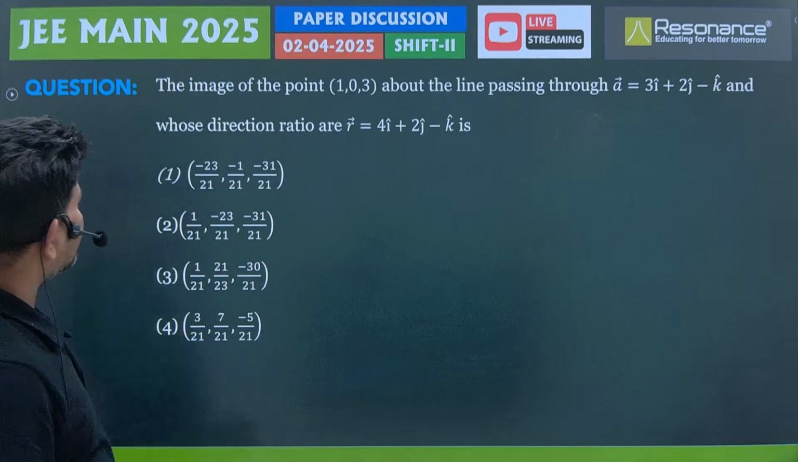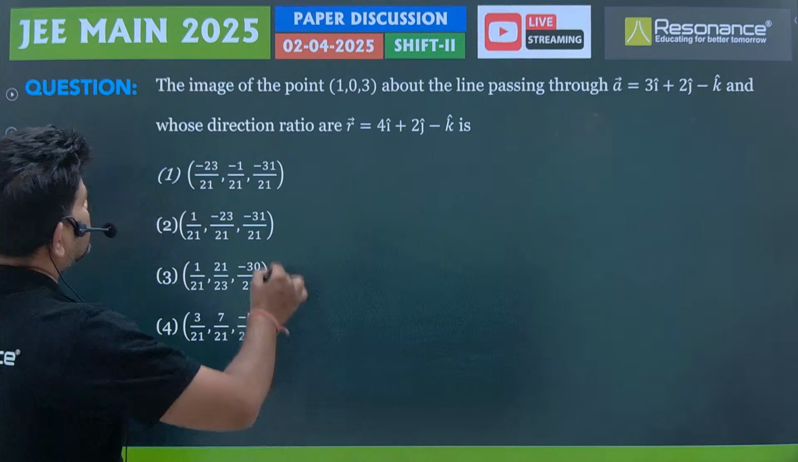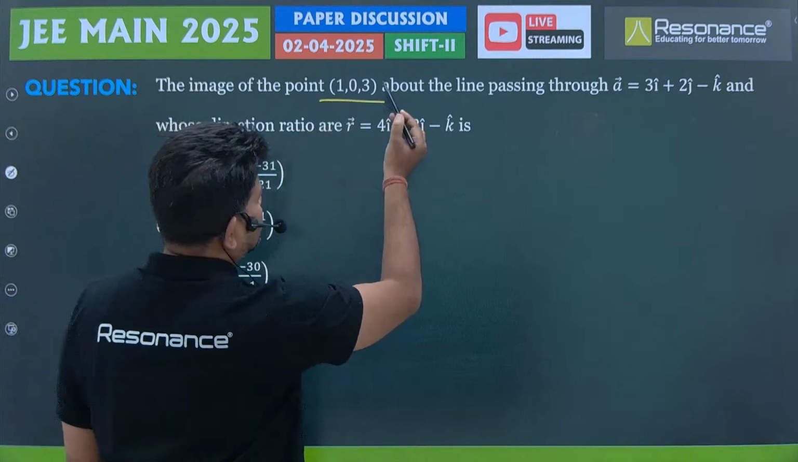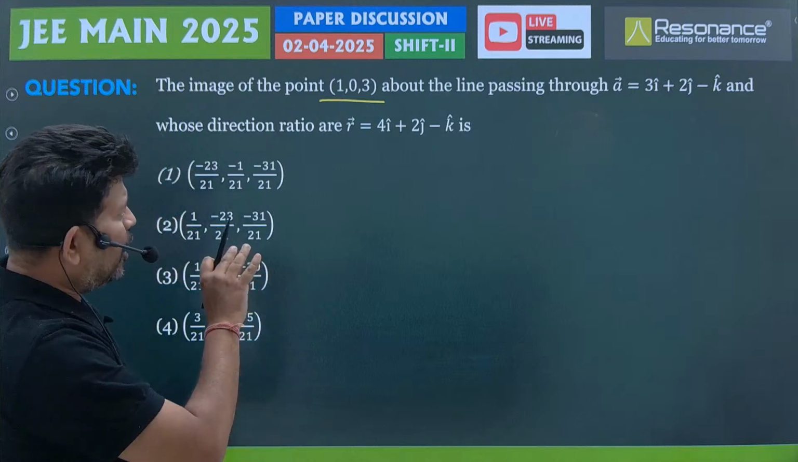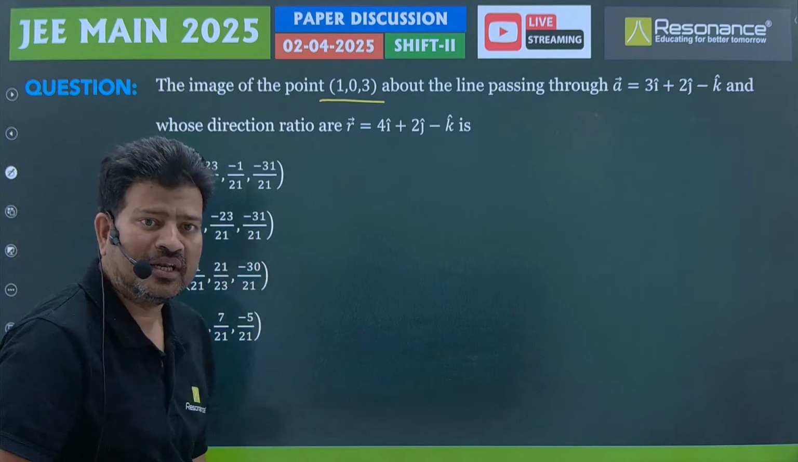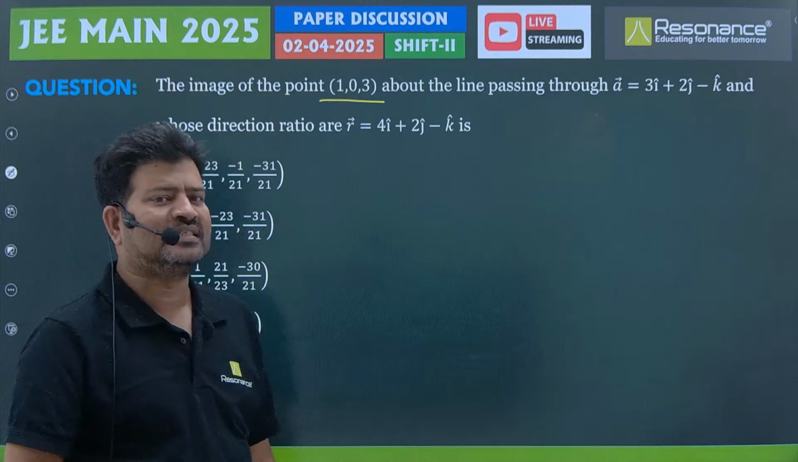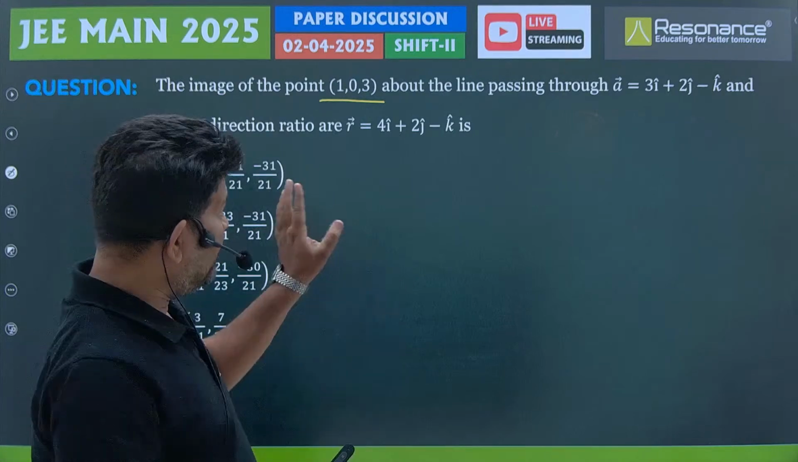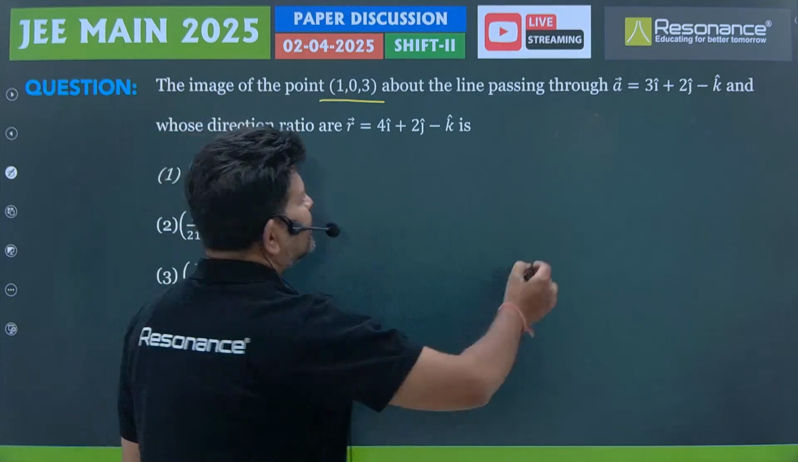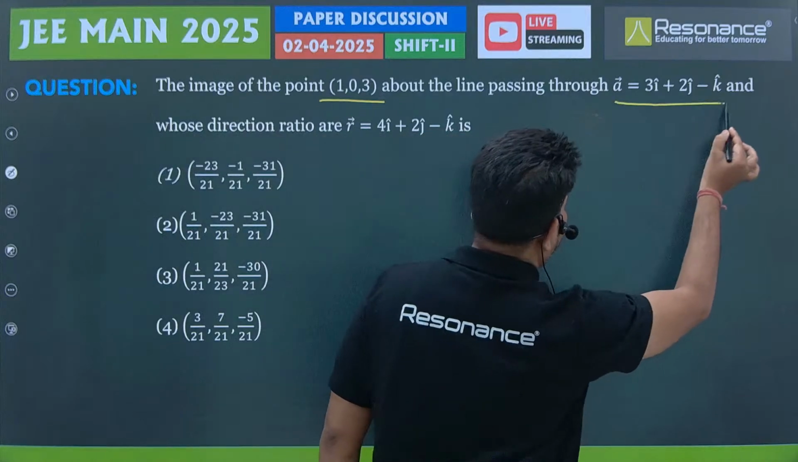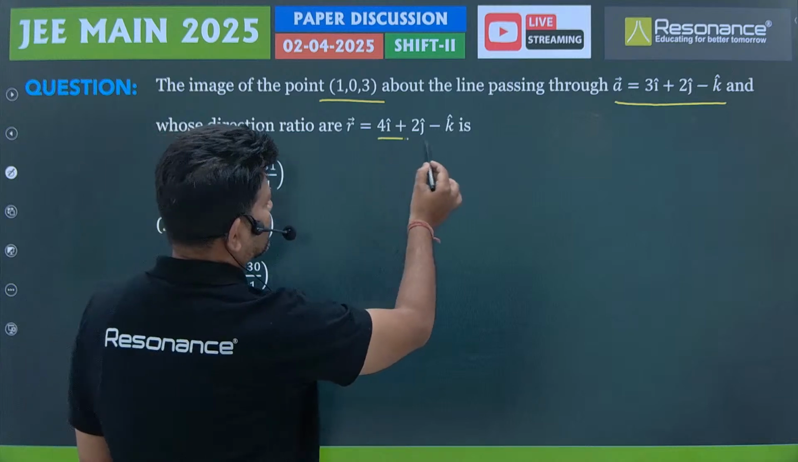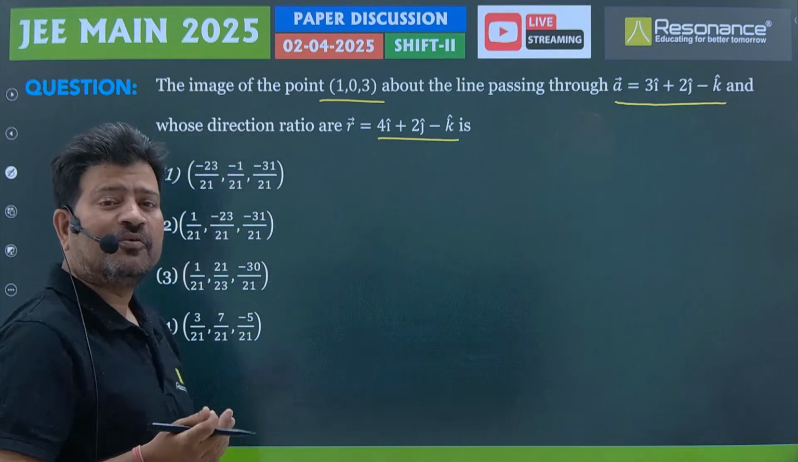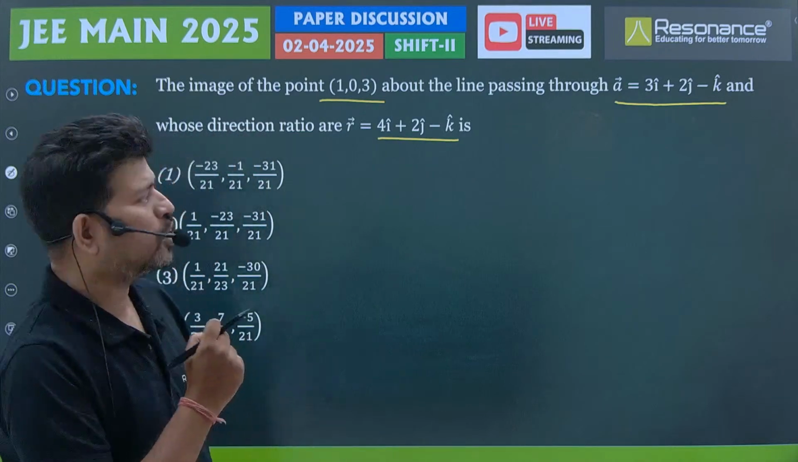Now we can see another sum, image of the point. This point's image we have to find. The questions are the old questions only, like that model of question came in the examination, but the framing is different. They frame the question like this: passing through this vector with direction ratios like this. Already in the first shift also, this model of question came.